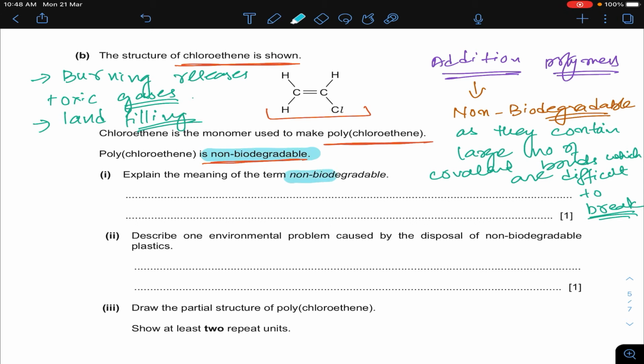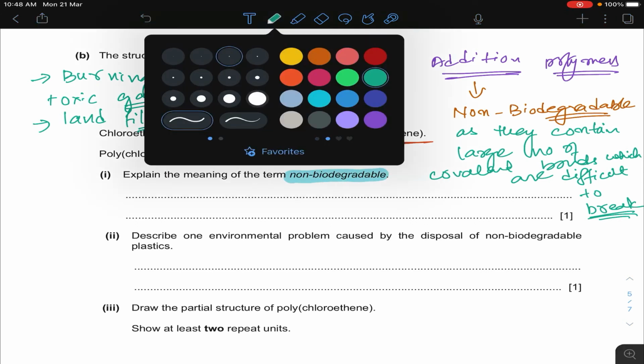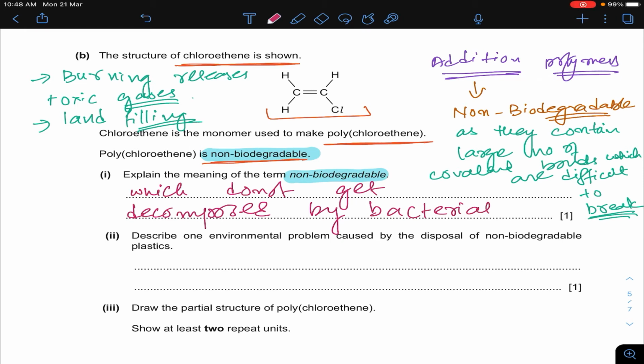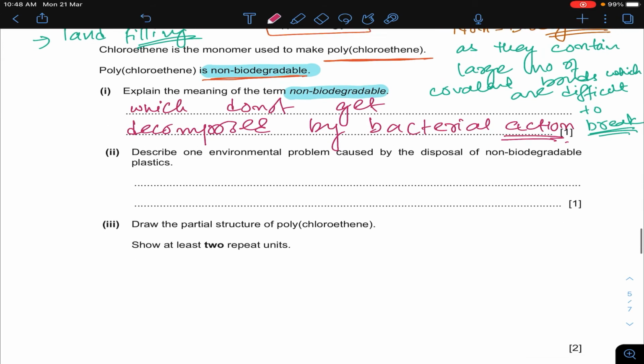Explain the meaning of the term non-biodegradable. Now, what do we mean by non-biodegradable? Very simple question. Which do not get decomposed by bacterial actions. Alright, which do not get decomposed by bacterial action.